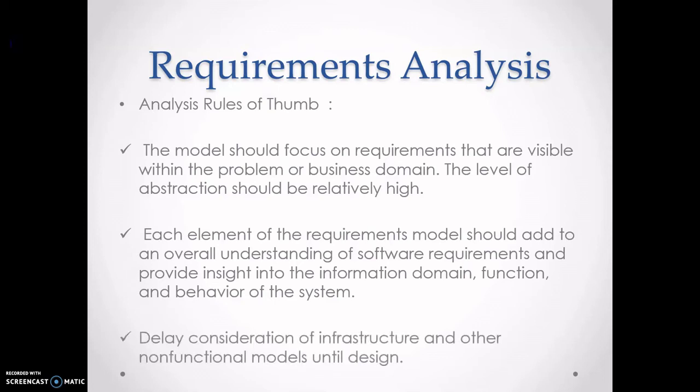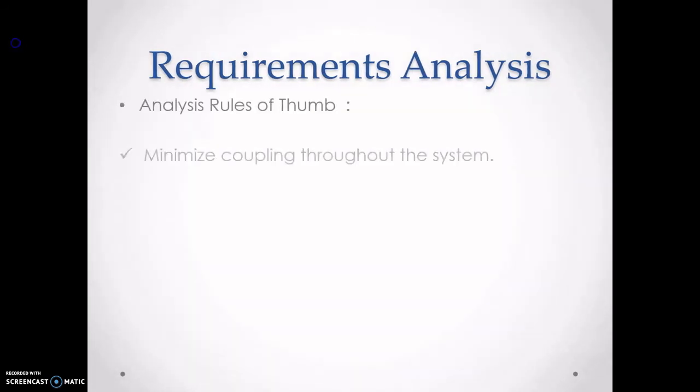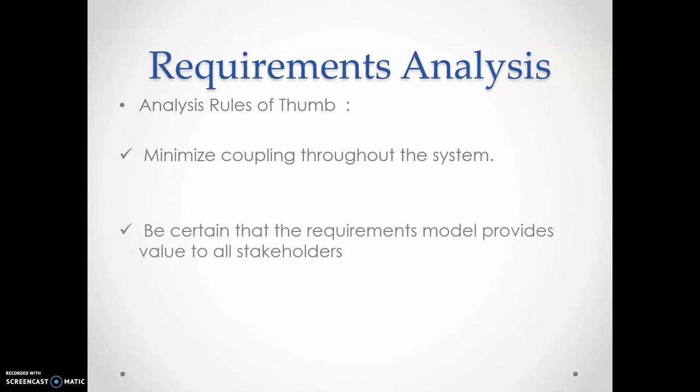Then delay consideration of infrastructure and other non-functional models until design, that is, a database may be required, but the class necessary to implement it, the functions required to access it, and the behavior that will be exhibited as it is used should be considered only after problem domain analysis has been completed. Then the fourth rule of thumb is minimize coupling throughout the system. So it is important to represent the relationship between classes and functions. Then be certain that the requirements model provides value to all stakeholders.